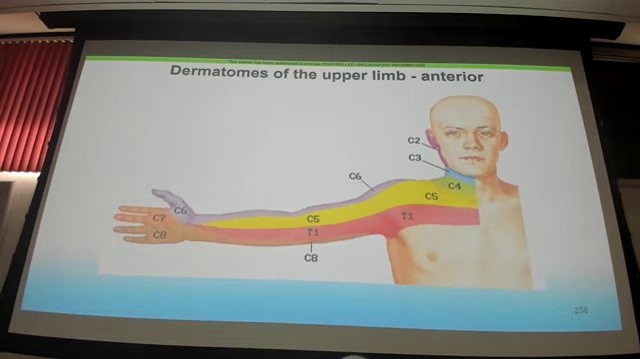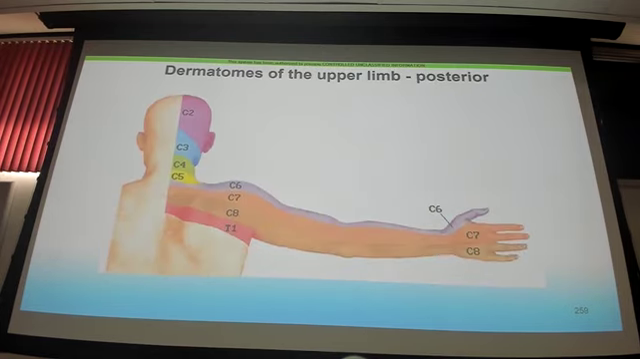Other than that, you just memorize pictures, right? Just don't memorize colors. C6, C5, T1, C8. Remember, T1 is the most superior dermatome of the thorax. It enters the upper extremities on the anterior side. On the posterior side, it does not. The T1 falls off at the axilla. And so the posterior side's a little easier because it truly fits the whole C6, C7, C8. That's how you remember it.